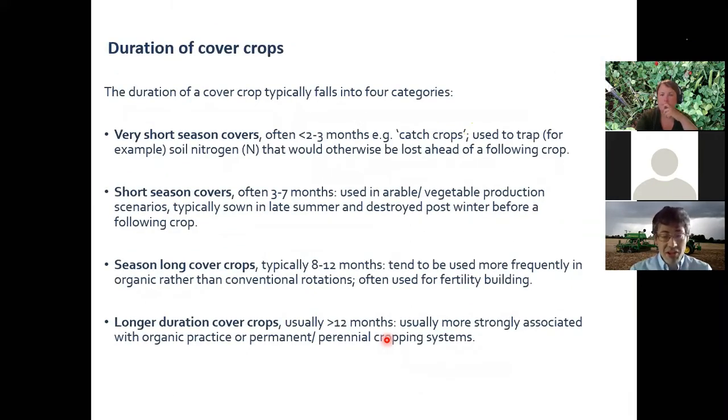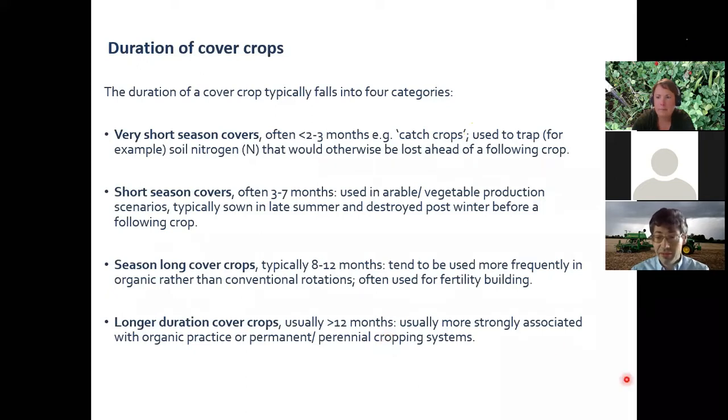In terms of duration of cover crops, there's essentially 4 main categories. So there's the very short season, often less than 2 or 3 months, particularly used after harvest if you're mopping up nitrogen that may otherwise be lost ahead of the next crop. Short season covers, so anything between 3 and 7 months. They're probably the most common, particularly in an arable vegetable rotation.